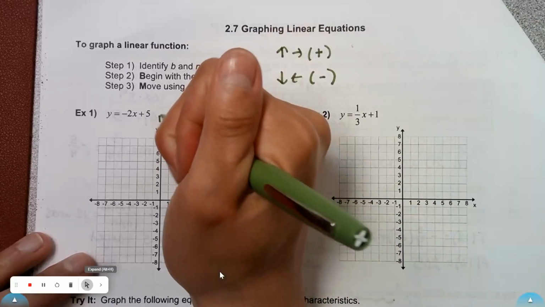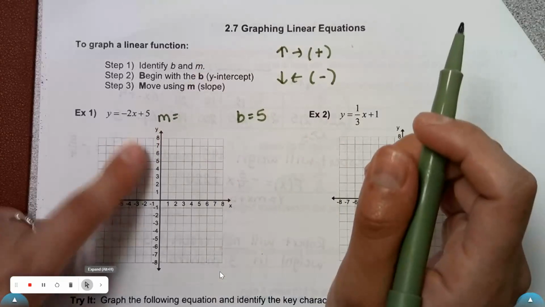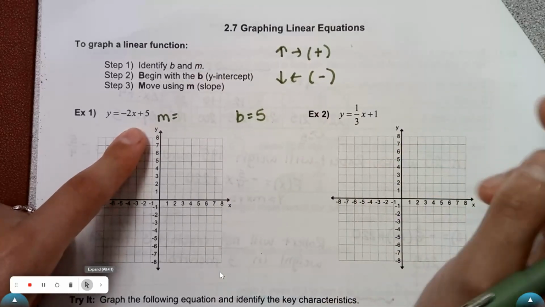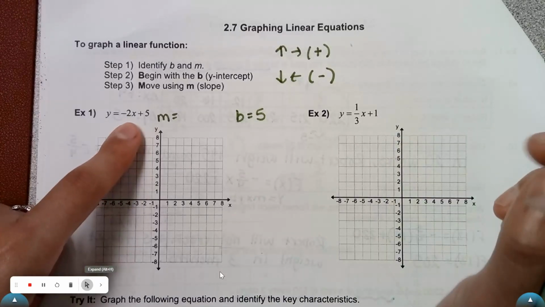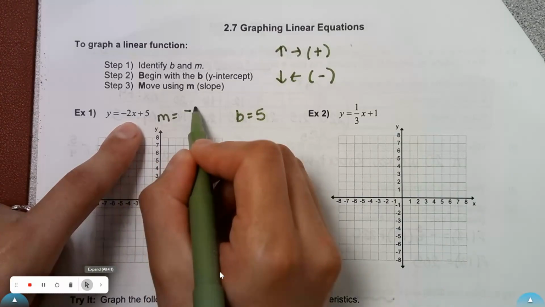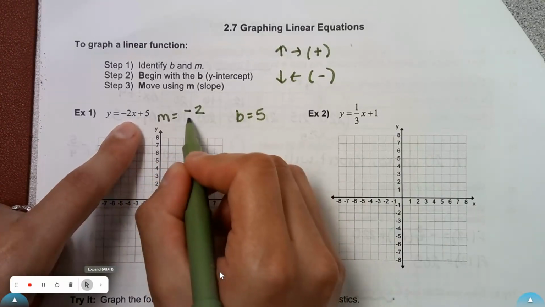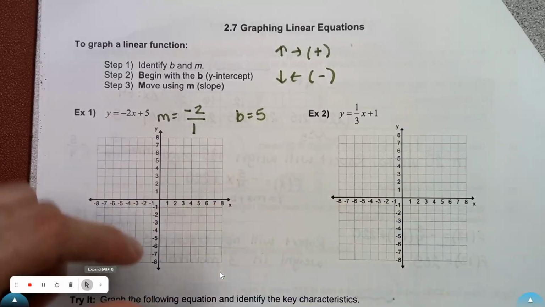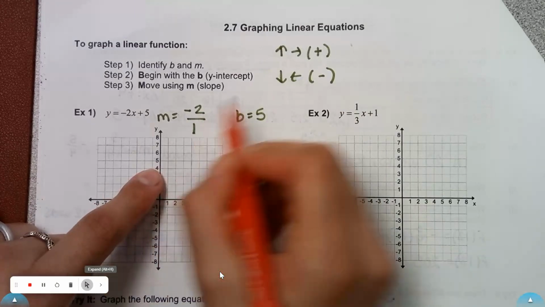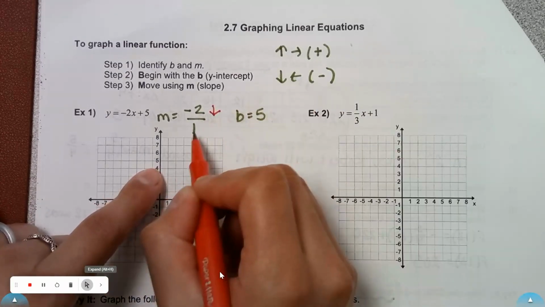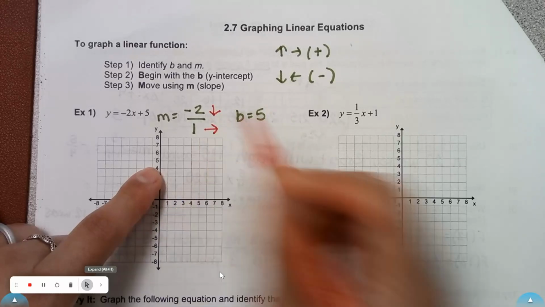Okay, then I'm going to write my M. Your M is the number in front of the X. If your M is not a fraction, you can make it a fraction by adding a 1 underneath. So I have negative 2, so I'm going to write negative 2, and because it's not a fraction, I'm going to put a 1 so that it is a fraction. That way I know that because this is negative, I'm moving down, and because this is positive, I'm moving to the right.